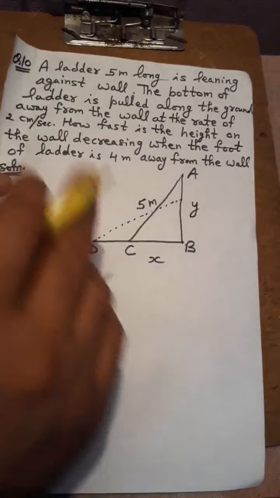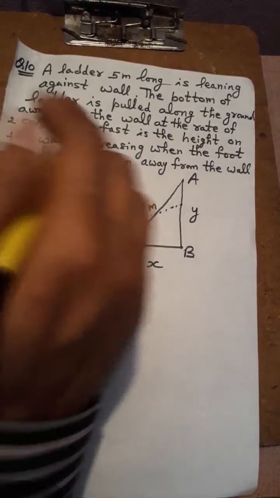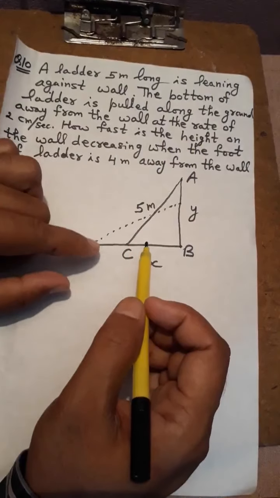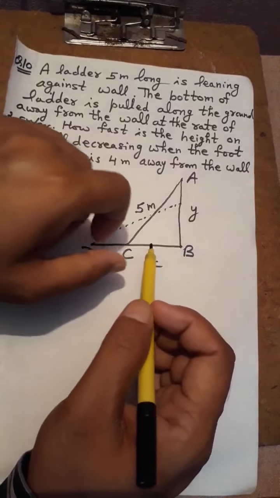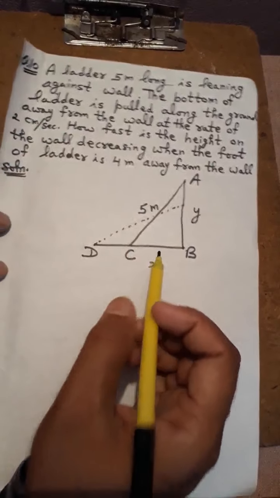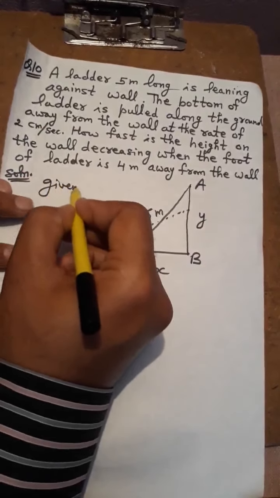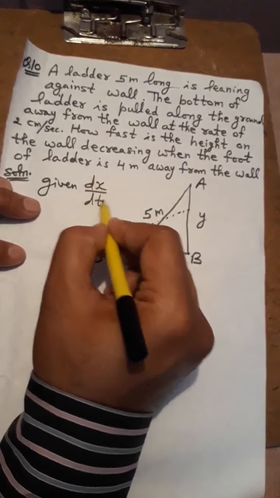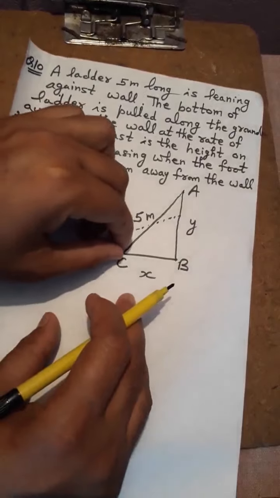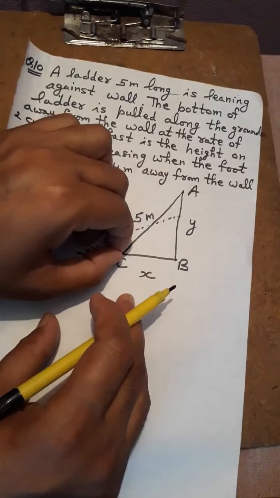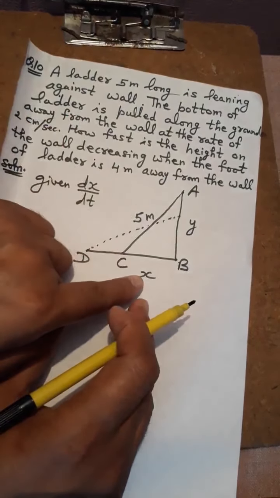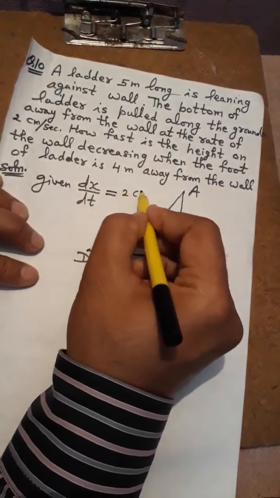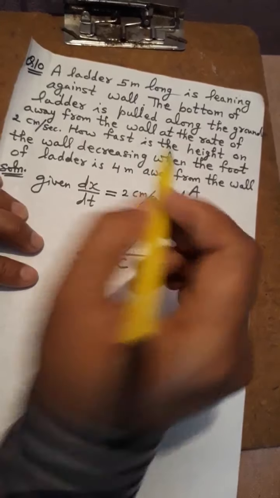So according to the question, the ladder is pulled along the ground at the rate of 2 centimeter per second. So what is given? We have dx by dt is given, right? Because we pull this from the bottom, this x changes, x changes 2 centimeter per second.